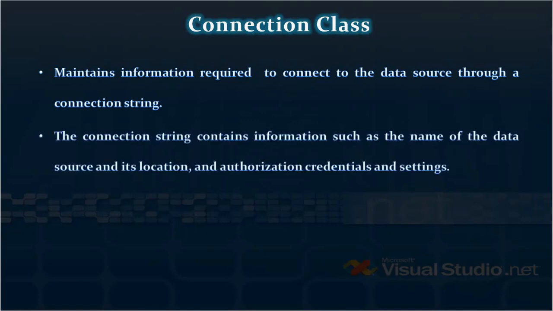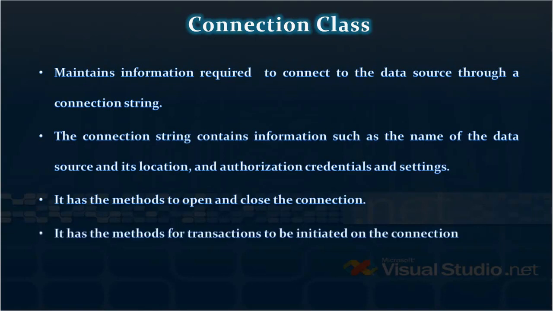Please remember that. It contains information such as name of the data source, authorization, credentials, settings, etc., which will be stored in one line. It has also the connection. If you remember, we have already come across this. It has the methods to open and close connection. Con.open, con.close. You remember that? Same thing. Also, it has the methods for transactions to be committed or rolled back. You can initialize a transaction using connection.